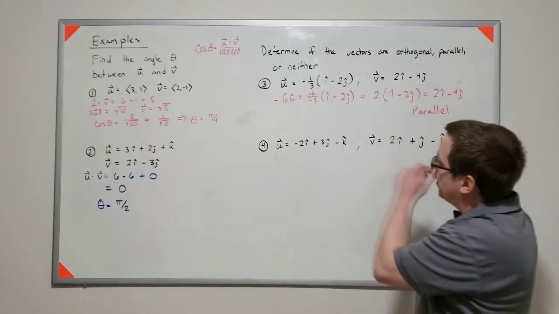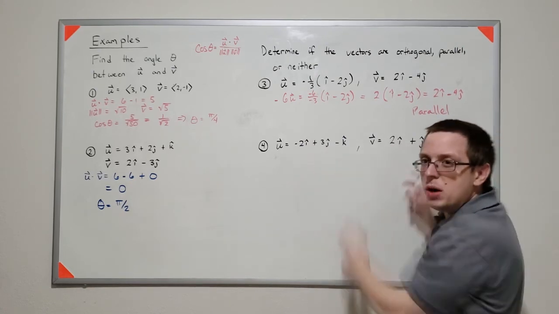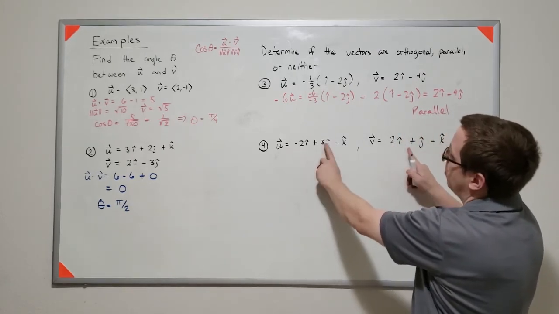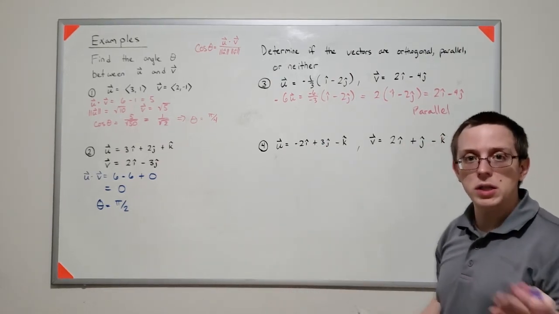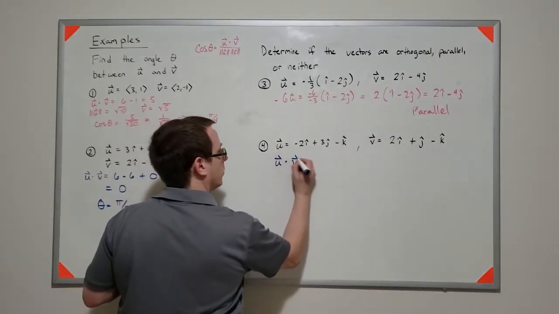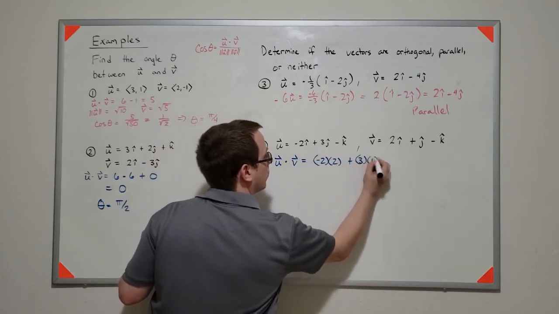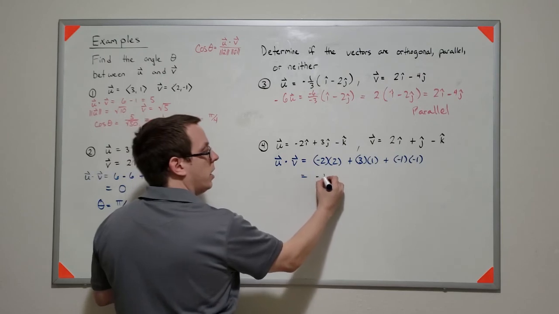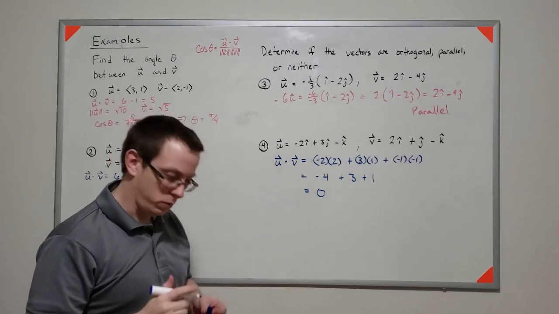So looking at these, well, these have the same magnitude, but these don't. So I can pretty much rule out that they're parallel, because negative 1 times this is 2, but negative 1 times this, it'd be negative 3. It wouldn't be positive 1. So they're not parallel. So let's see if they're orthogonal. All right, so we get negative 4 plus 3 plus 1, which is 0. So it turns out they are orthogonal. Well, that's kind of neat.